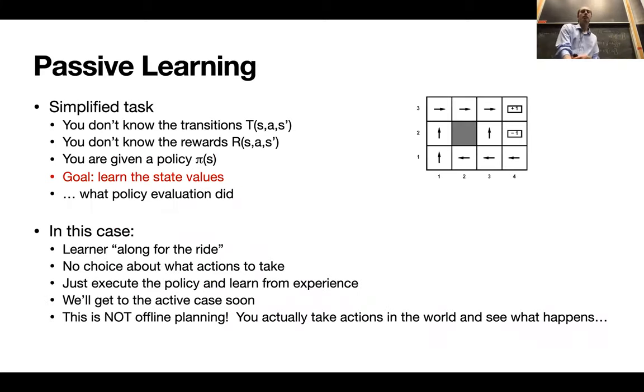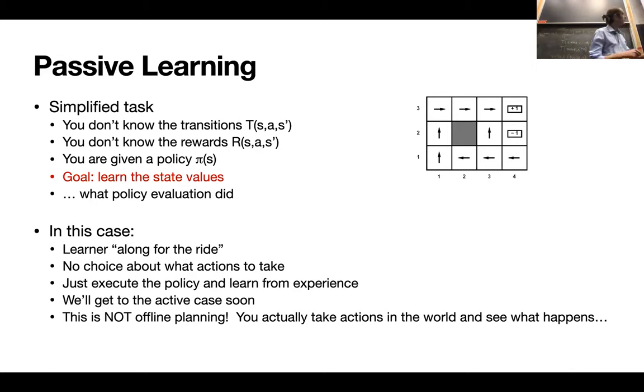So passive learning is this idea that you don't know the transitions, you don't know the rewards, and the goal is to learn the state values. You're kind of along for the ride. As you go along, you're learning what T is, what R is, and then you can learn an optimal policy. So we have no choice over actions. You can take random actions, or you just have a random policy and you execute that. And then over time, you learn from experience, given a fixed policy, what the transitions and the rewards of these states are.